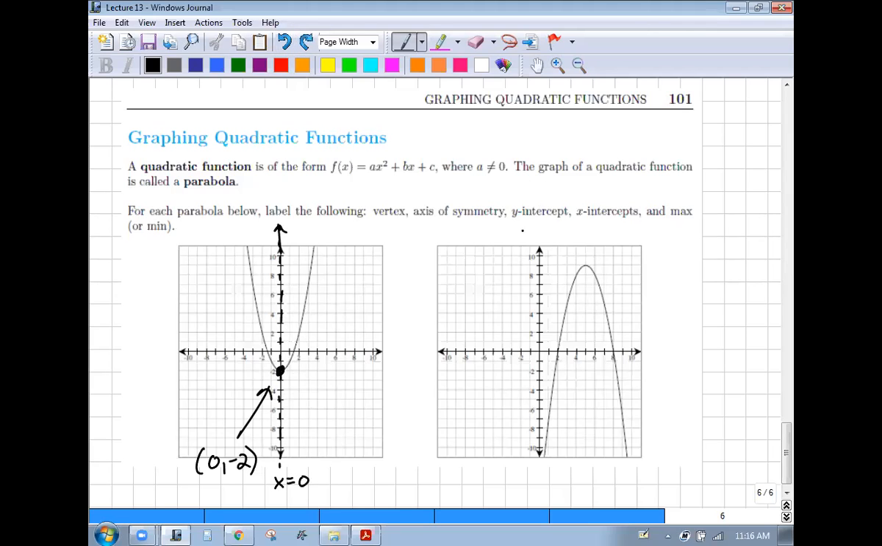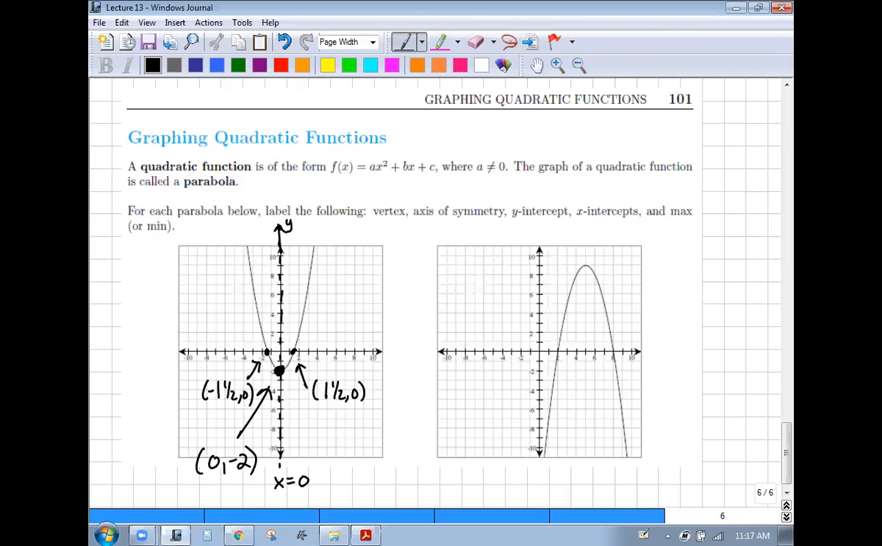All right, the y-intercept, well, that's the same as the vertex in this case. Right there, that's where it crosses the y-axis. The x-intercepts are going to be here and here. This would be (1.5, 0) and this is like (-1.5, 0). Those are the x-intercepts where it crosses the x-axis.